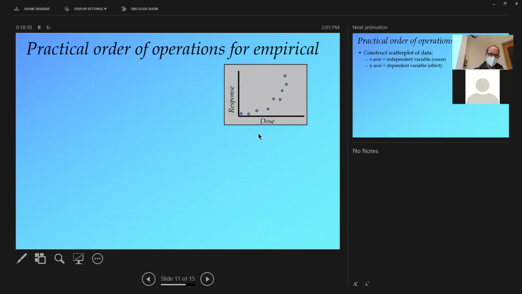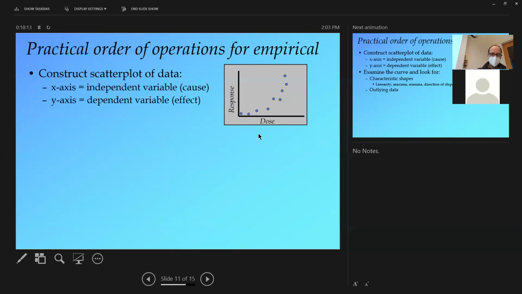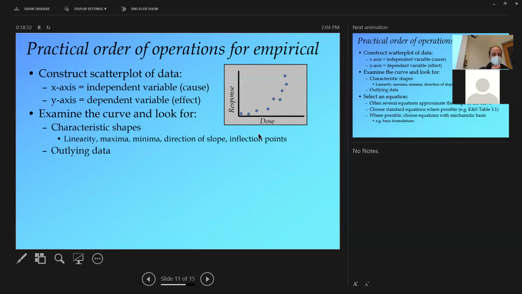Okay, so practical order of operations. Once we've thought through the theoretical part of it, we're almost always going to want to plot our data, look at our data. We want to have the independent variable on the x-axis and the dependent variable on the y-axis. So cause and effect on those two axes. And then we want to look at the shape and try to figure out, is it a linear relationship? Are there maxima? Are there minima? Inflection points? Are there data that are outliers in that particular data set?